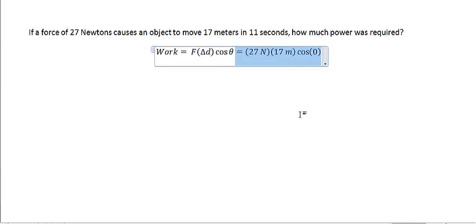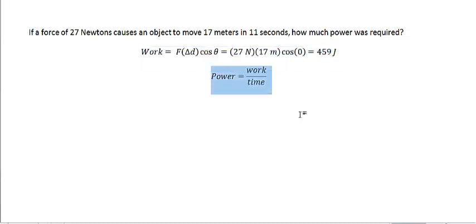And we were given in the problem everything we needed. 27 newtons worth of force, 17 meters worth of displacement. And it does not say they're at any angle, so we can assume they're moving at the same angle. The displacement and the force are at the same angle. So that'd be cosine of 0, which works out to 1. And when you crank that math out, it's 459 joules.